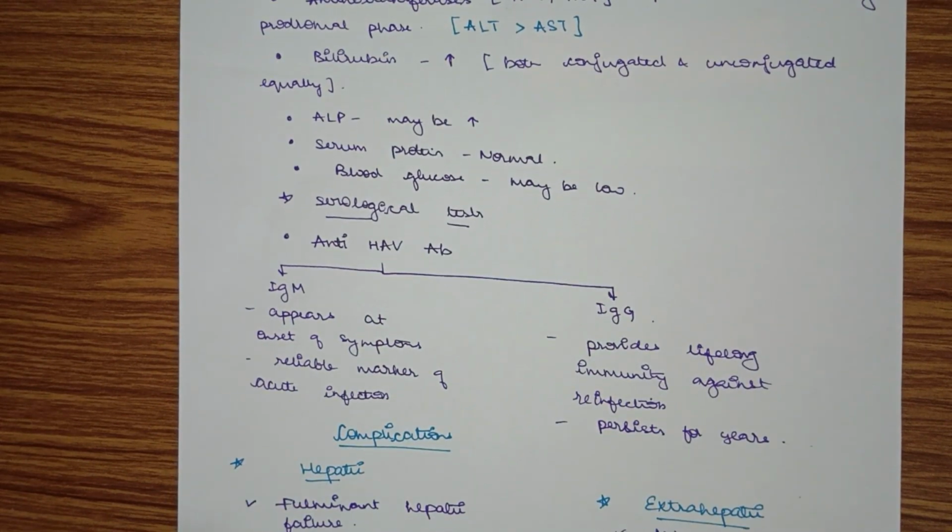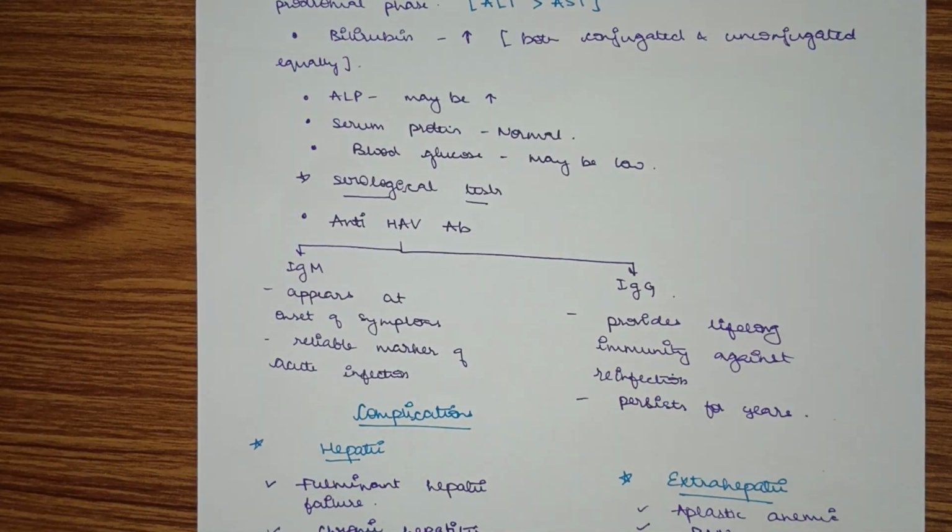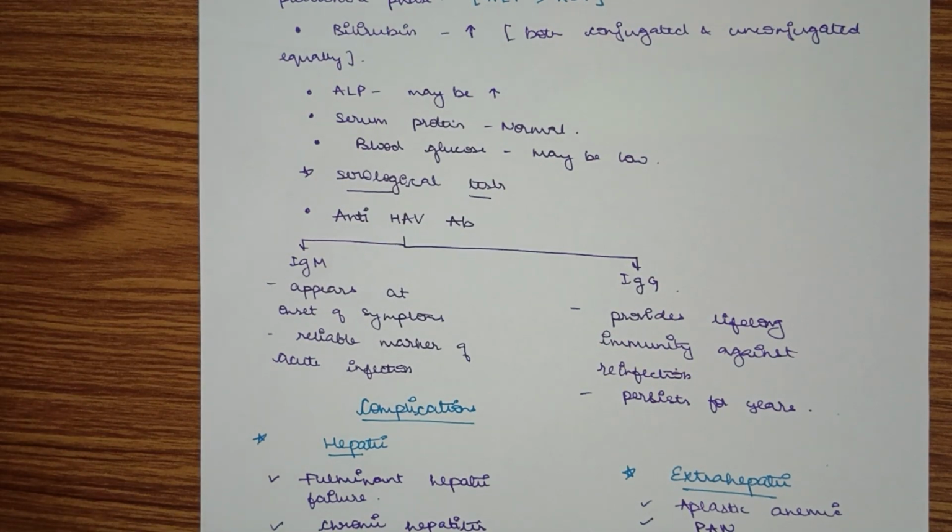So now let's look at the serological tests available for HAV. We have to look at the anti-HAV antibody, that is anti-hepatitis A antibodies, which may be IgM or IgG. IgM, as we know, generally denotes acute infection, whereas IgG is present for a lifetime. IgM will appear at the onset of symptoms. It is a reliable marker of acute infection.